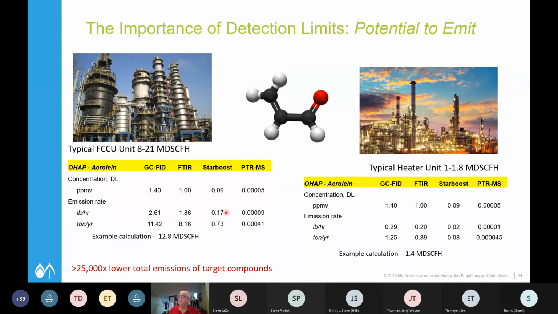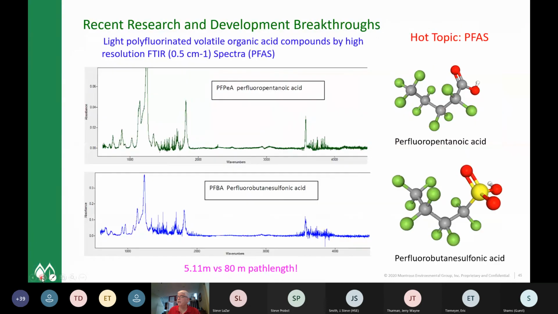FTIR, 8; StarBoost, 0.7 tons per year now. And if you take it to the absolute limit right now, using the PTR, you're looking at 4.1 times 10 to the minus 4th tons a year. And same way with the typical heater system, 1.25 clear down to 4.5 times 10 to the minus 5th. So that is a huge potential reduction in the emissions that you're reporting. This is a significant leap forward. It can make a really big difference going from a major to minor source if you have multiple units in a facility.